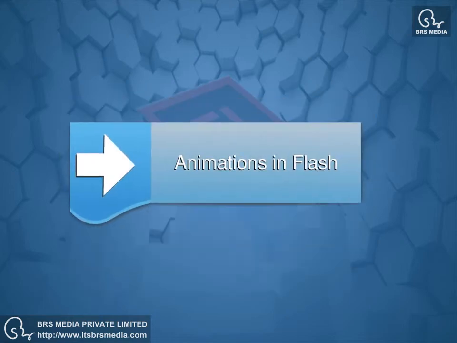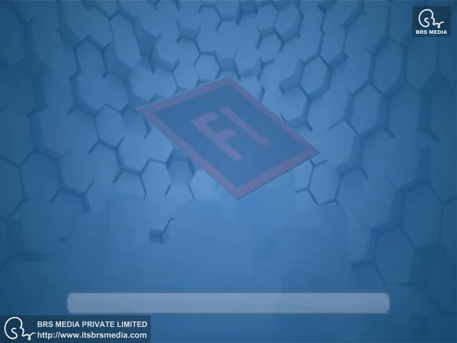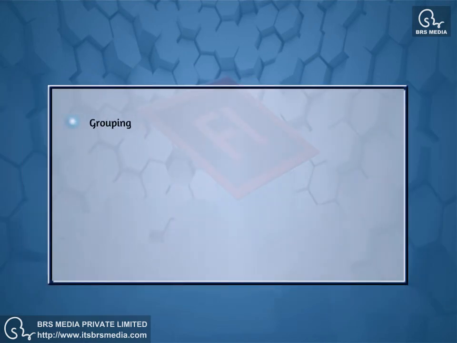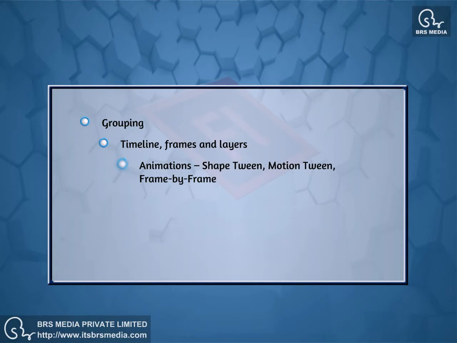Chapter 8: Animations in Flash. In the chapter: Grouping, Timeline, Frames and Layers, Animations, Shape Tween, Motion Tween, Frame by Frame, Testing and Playing a Movie, Saving as a Movie.